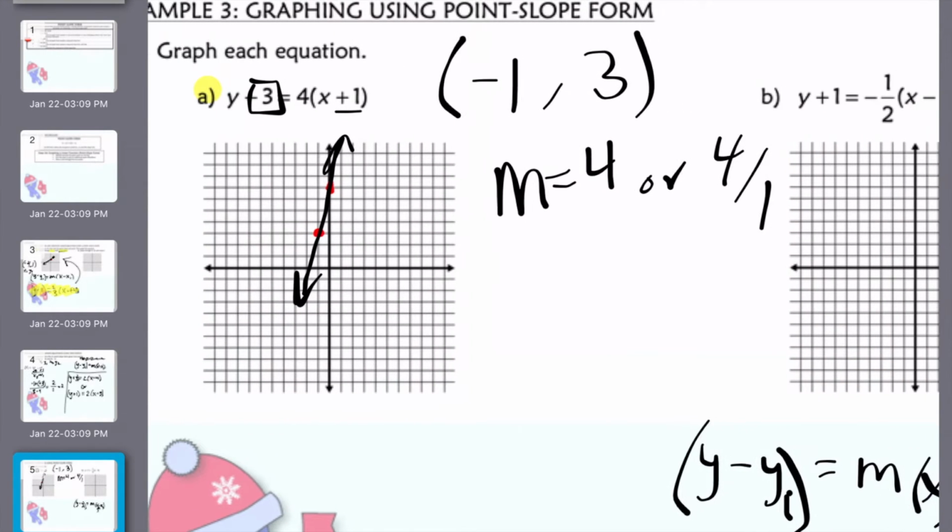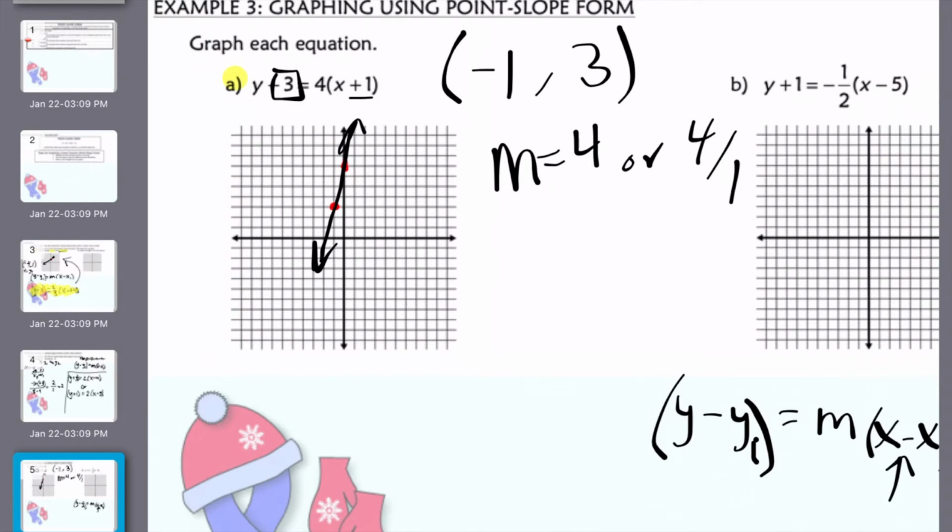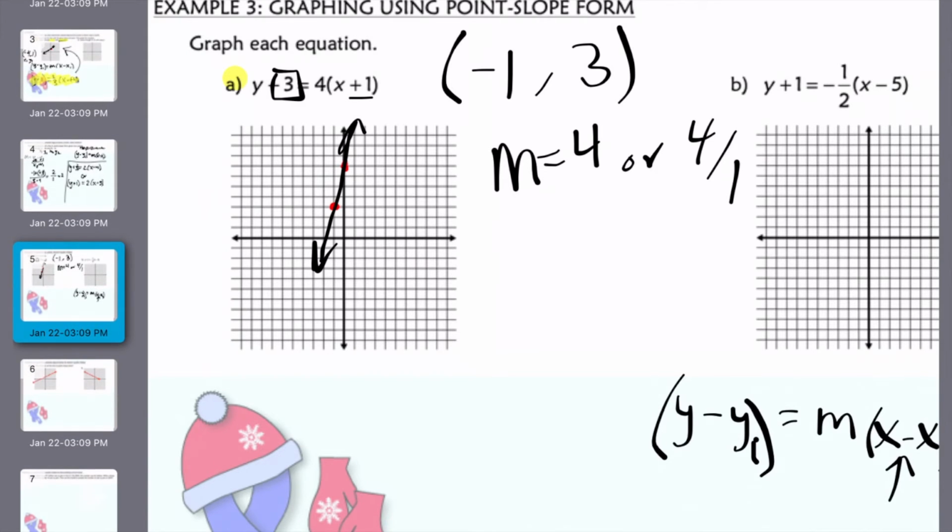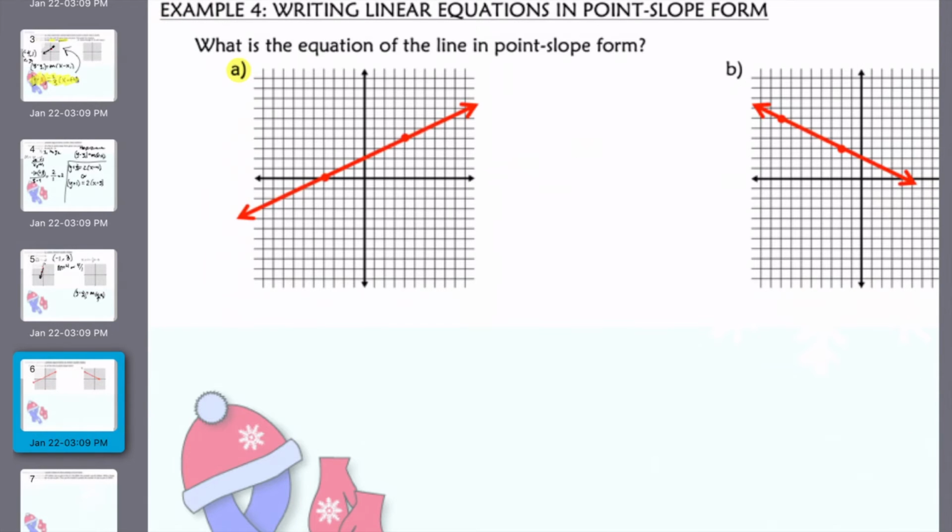Normally, we would be a little bit more accurate with that. We would probably plot at least 3 points, but for what we're doing right now, it's okay. So let's try one more example problem, and then we'll have a story problem to end it. So what is the equation of the line in point slope form?